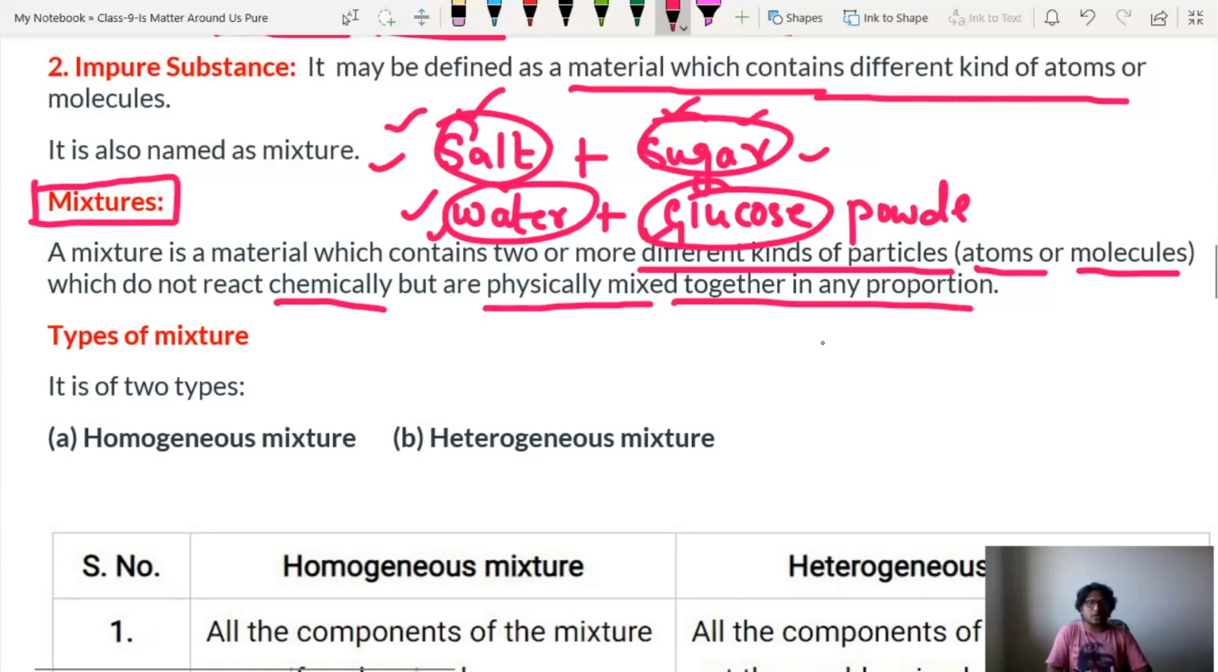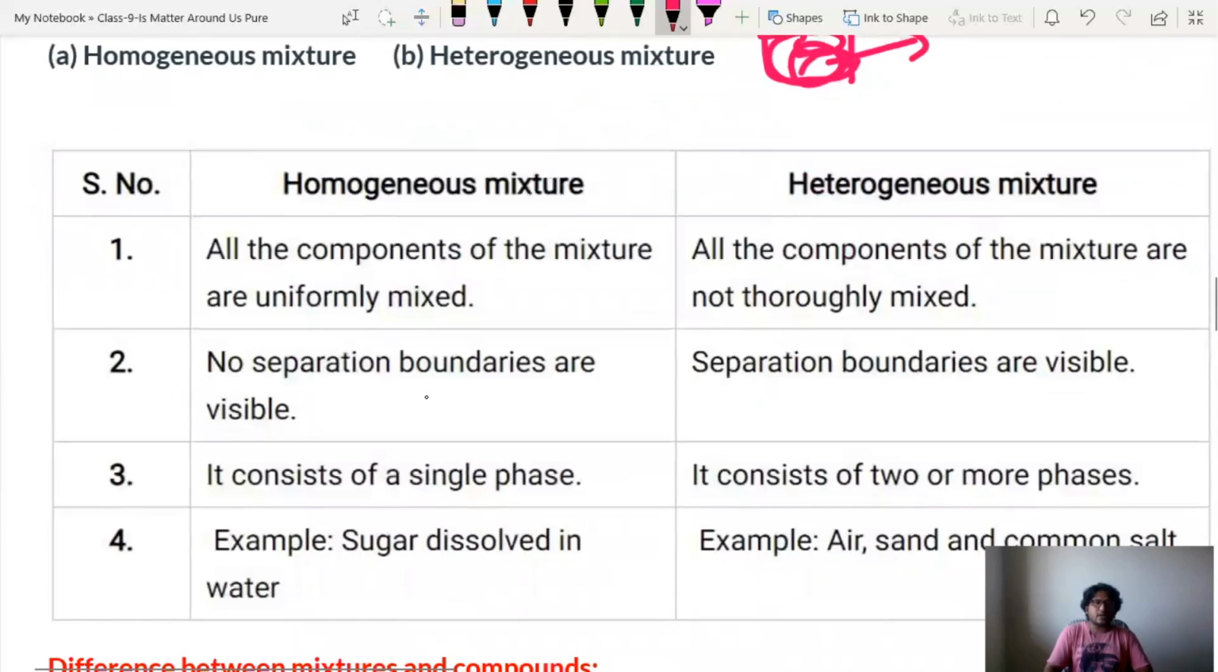Whatever proportion you want, you can mix it and that will be mixed, and no need to use any chemical processes. Just physical method is enough to mix glucose powder in water. Do we need to go with any chemical processes like distillation or chromatography? No. Just take a beaker, add some amount of water, add 1 spoon of glucose, stir it, you will get glucose water. It is very simple process. And mixtures again divided into two categories. Most important, homogeneous mixture and heterogeneous mixture.